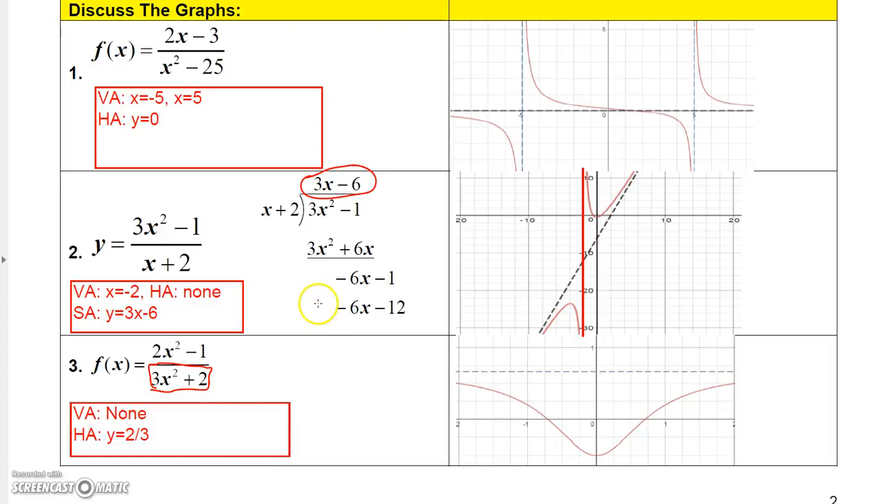So basically with rational functions, you can have 3 types of asymptotes: vertical asymptotes, horizontal asymptotes, and slant asymptotes. And that is going to end chapter 2 on functions and this section on rational functions.